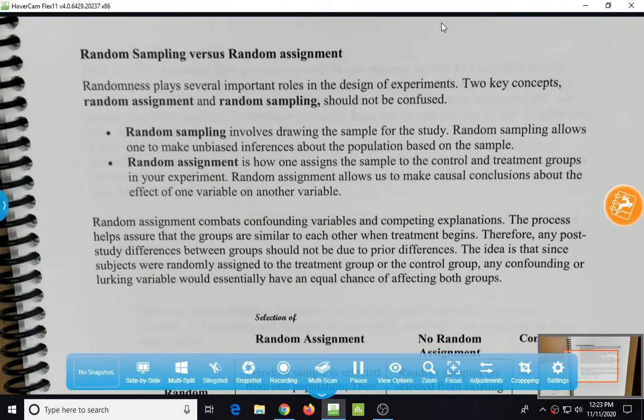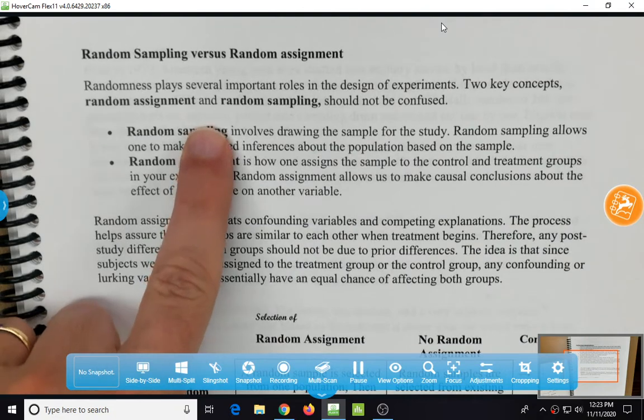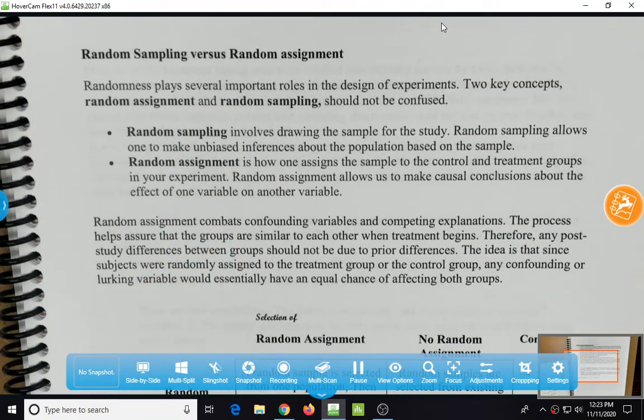Let's go to page 85 and talk about randomness. Randomness plays several important roles in the design of experiments.